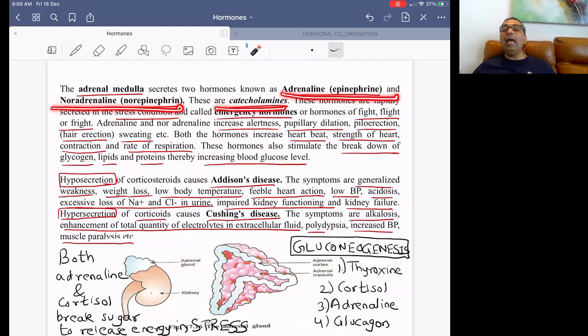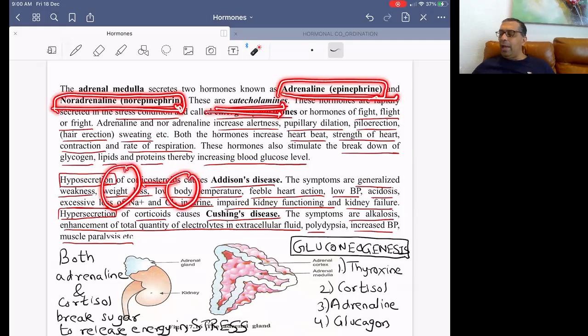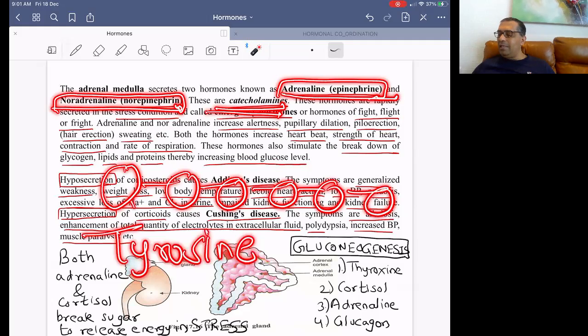These are catecholamines. So we have adrenaline, which is called epinephrine, and noradrenaline, also called norepinephrine. तो दो हार्मोन हो गए, adrenaline or epinephrine, and noradrenaline or norepinephrine, which are catecholamines. What do you mean by catecholamines? So do we remember thyroxine was an amine, and amine was made up of only one amino acid, that is tyrosine. तो ये टायरोसिन का एक ही अमाइनो एसिड टायरोसिन था, that was called as an amine.